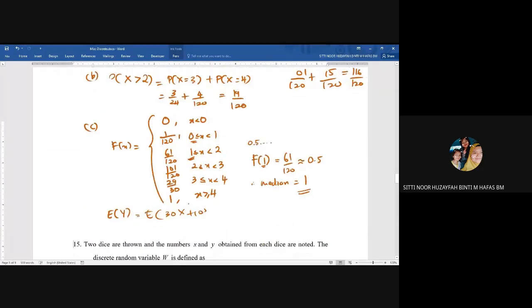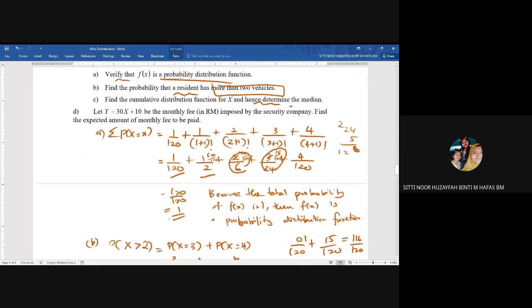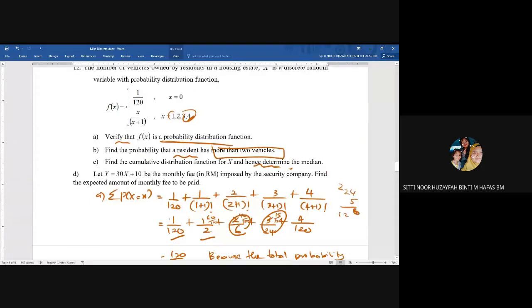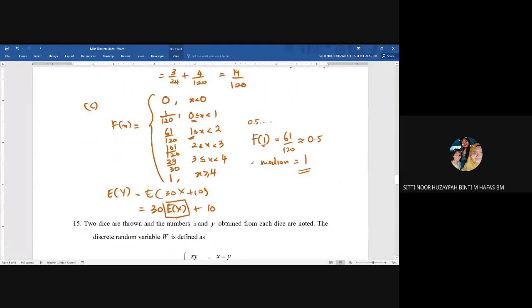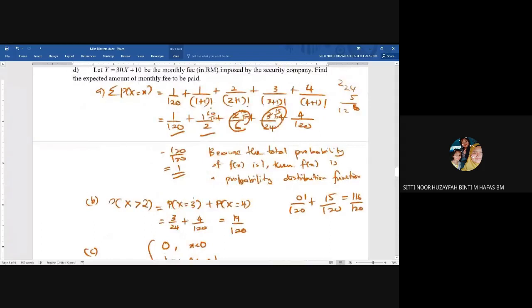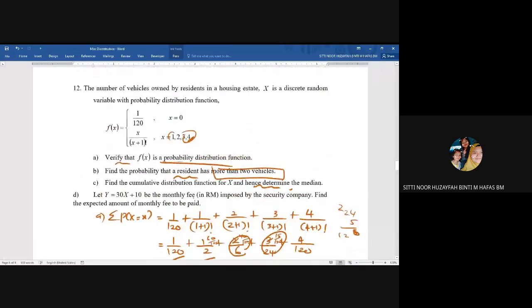So 30x plus 10, by using the properties, is actually equivalent to 30 times the expected of x plus 10. So now what we need to do is to find the expected of x. Do we have the expected of x in the previous question? No. So you need to find the expected of x and then just substitute the value into this equation. Okay, so that's for question number 12. Long, right?